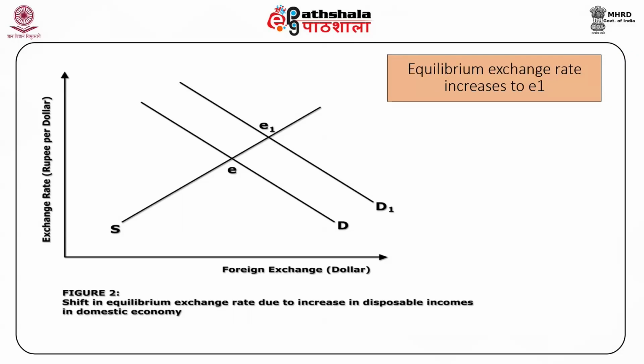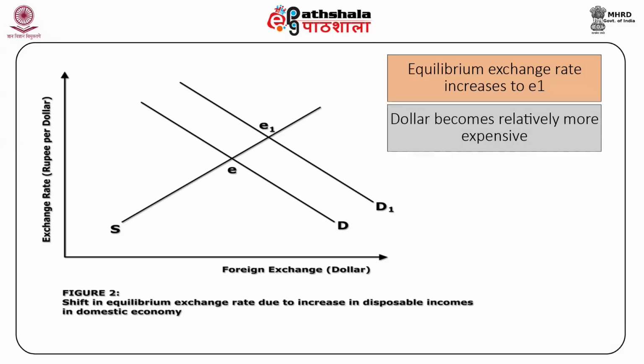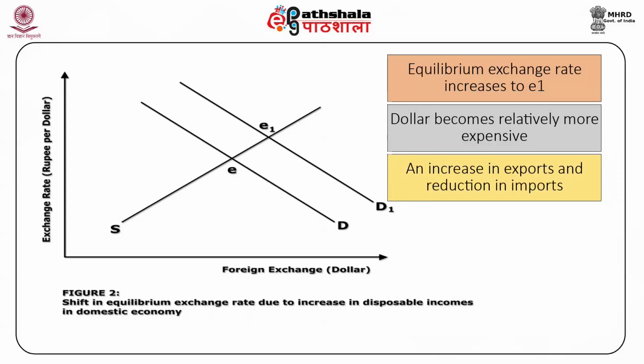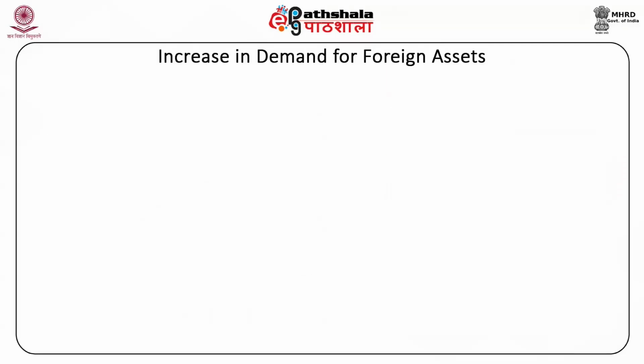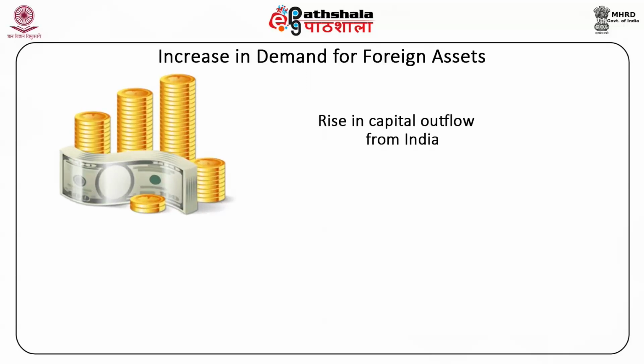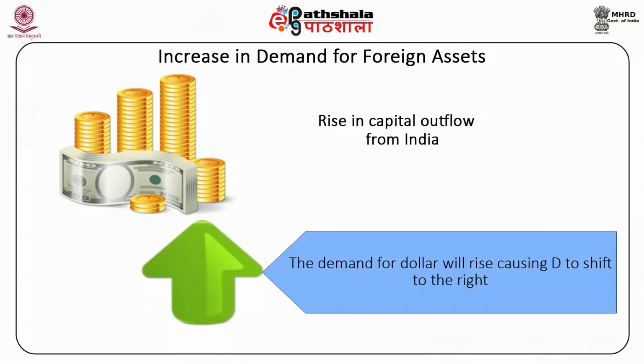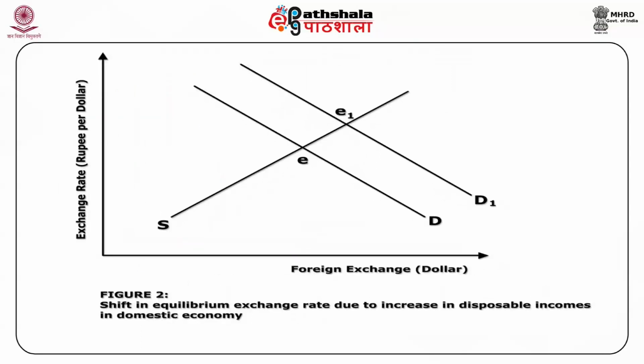As exchange rate rises, dollar becomes relatively more expensive and therefore there will be an increase in exports and reduction in imports. Instead of a rise in disposable income of Indians, now suppose the demand for foreign asset rises, resulting in a rise in capital outflow from India. Consequently, the demand for dollar will rise, causing D to shift to the right. This is similar to the earlier case of rising disposable income in the domestic economy. The impact on exchange rate E is similar.